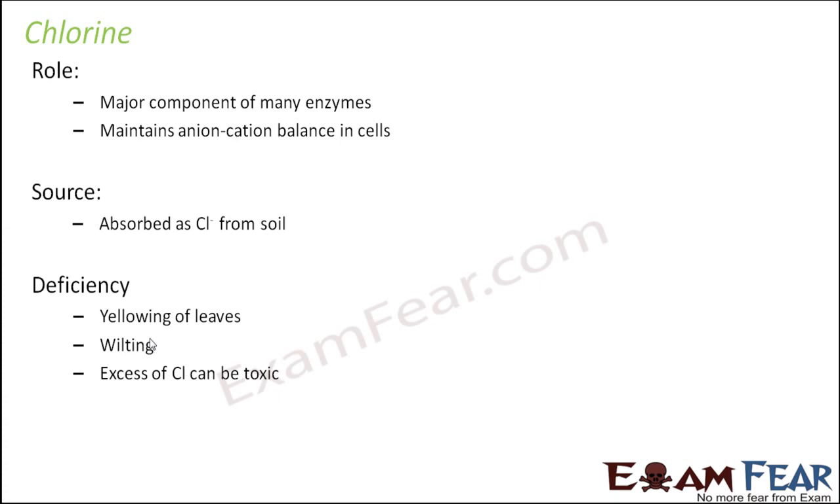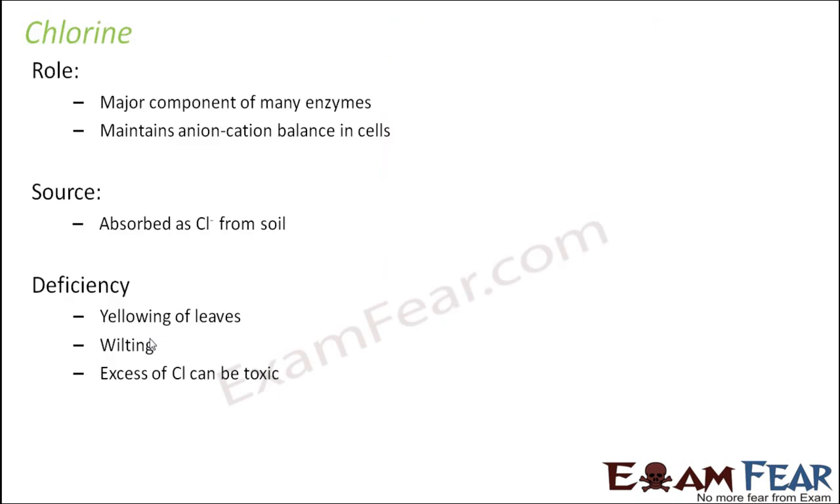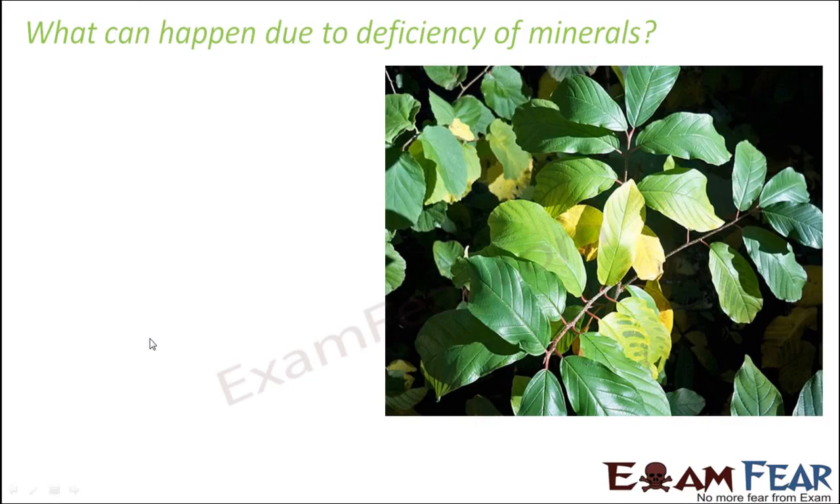Source of chlorine: it is absorbed as chloride ion from the soil. Deficiency can cause yellowing of leaves or wilting, or excess of chlorine can also be toxic. So these were some of the important micro as well as macronutrients and their role, source and deficiency in plants.